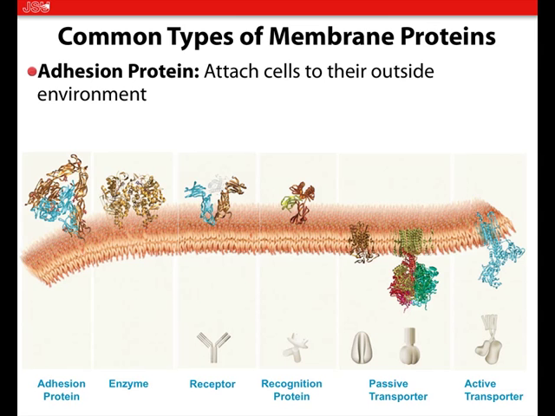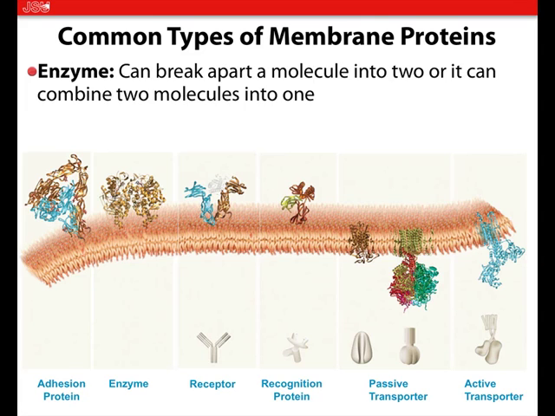Now we're going to talk about some types of proteins that we see with the membrane. First one is adhesion proteins. These help the cell attach to the outside environment. Enzymes. We'll talk about enzymes later, but enzymes are molecules that catalyze chemical reactions.